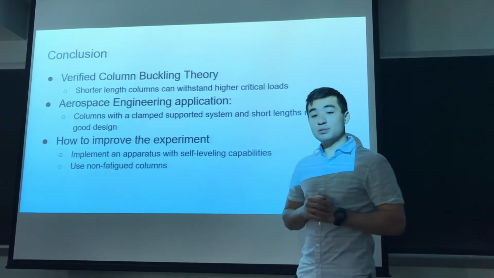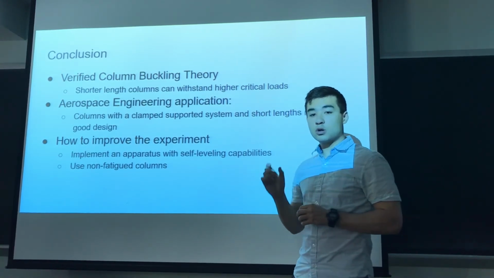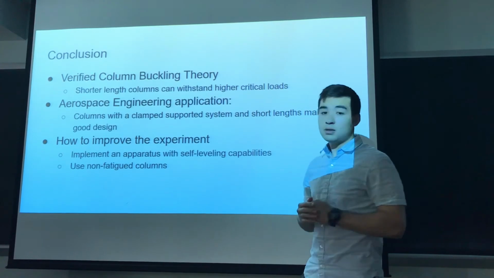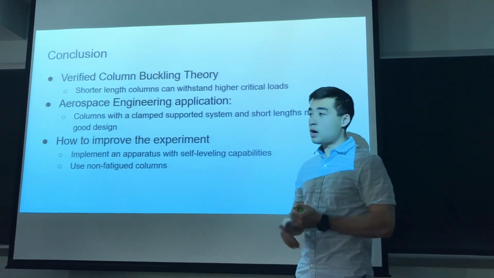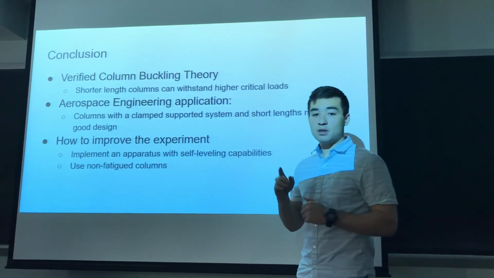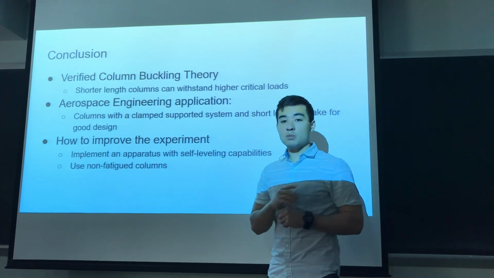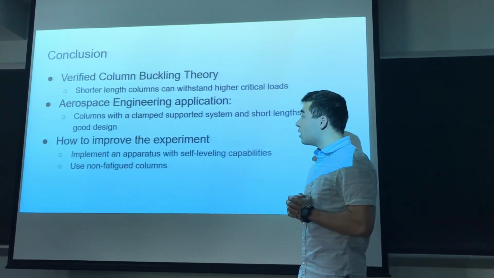We accomplished this objective and determined that a clamp support system utilizing a shorter column length is the most ideal system for any type of aircraft wing or building architecture or engineering in general. This result makes sense because if both ends of the column are clamped, there cannot be any moment at these points, which effectively makes the column shorter.